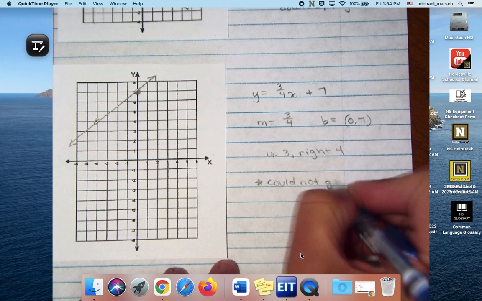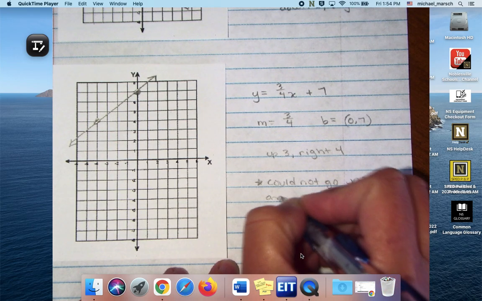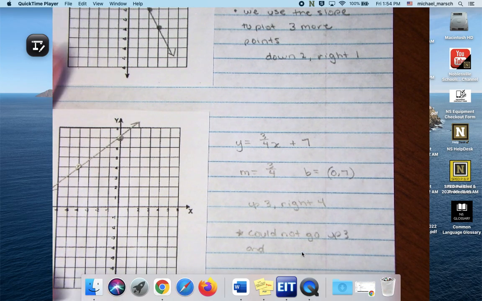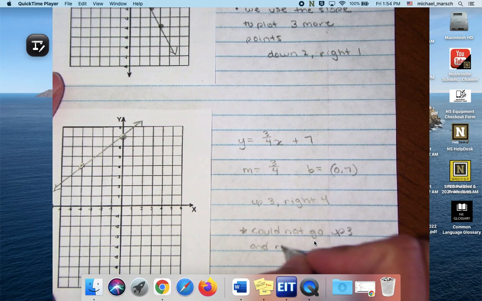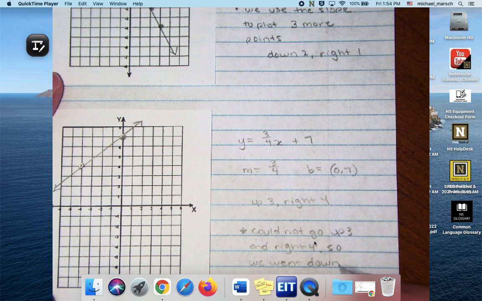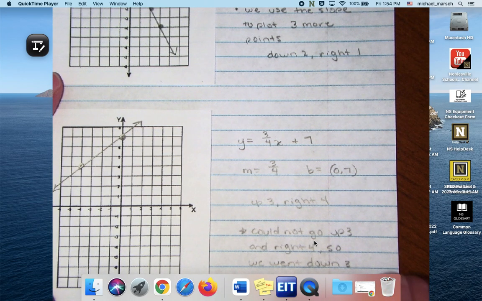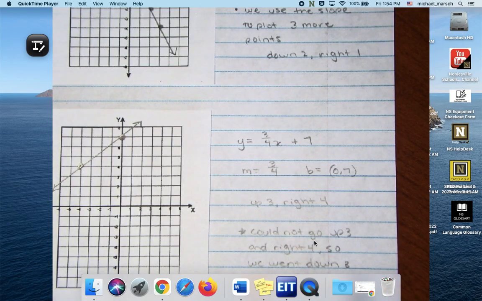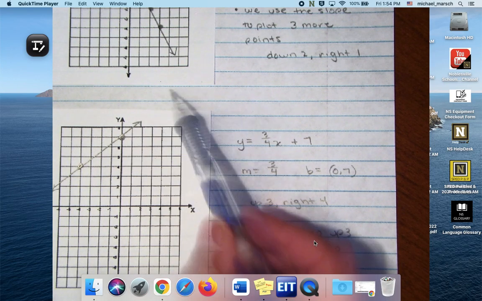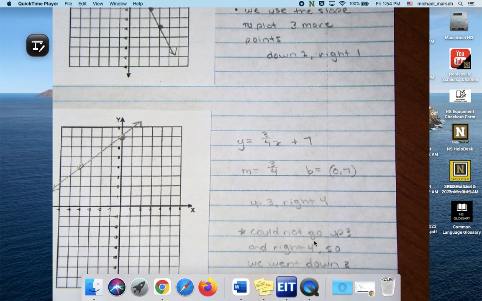What was the second bullet point for the front one? We use the slope to plot 3 more points. So write yourself a little note. We could not go up 3 and right 4, so we went down 3 and left 4. And then like that, you can visualize how it would extend on the graph if your graph was bigger.